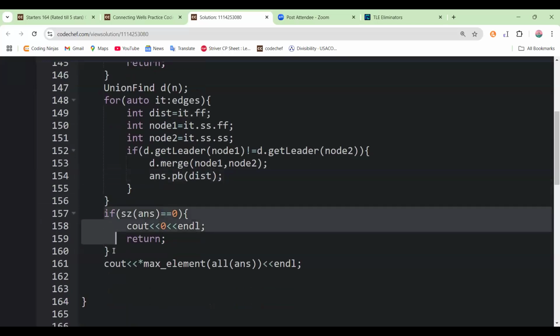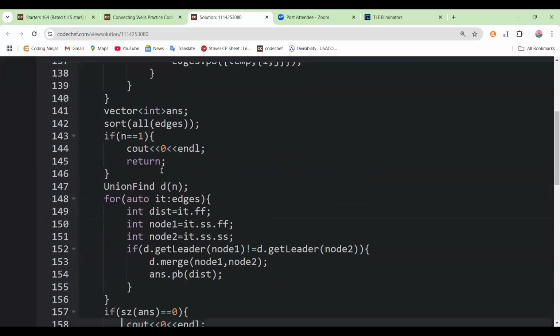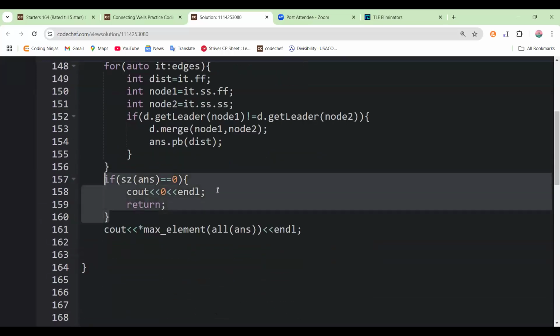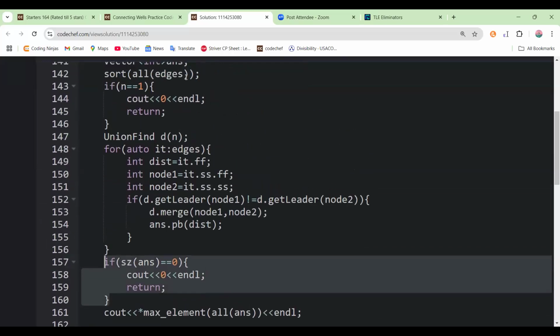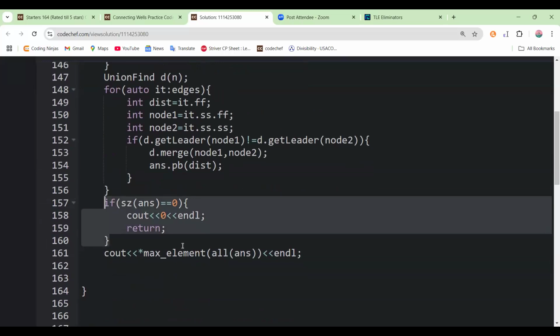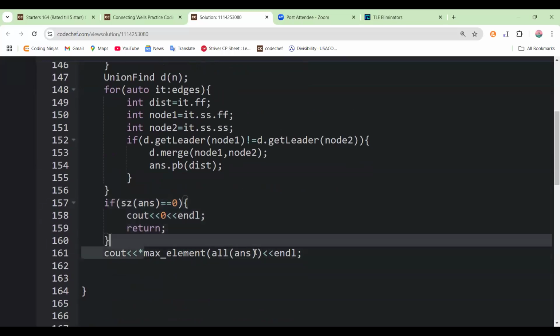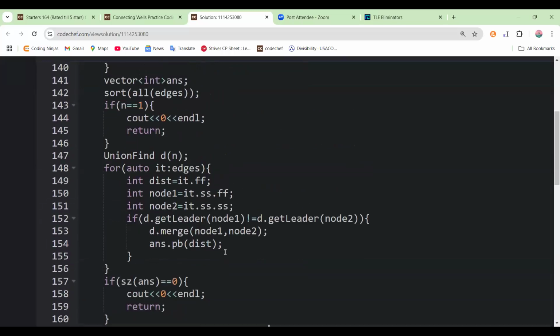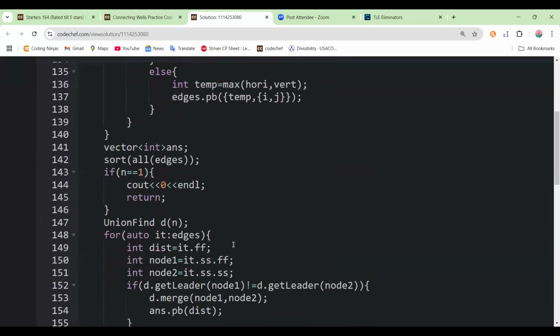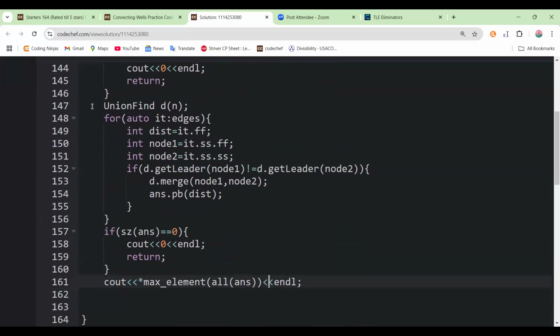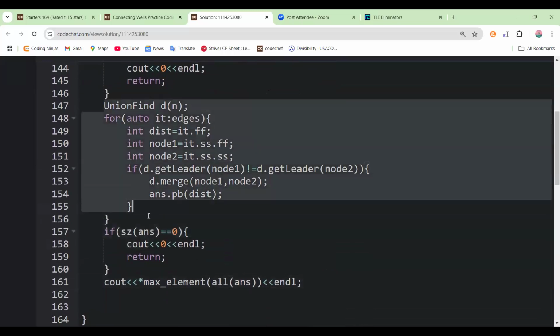At the end, you can just ignore this line. This was only for the n equals 1 case, which I already handled before, so you can just ignore this set of lines. At the end, my answer will be nothing but the maximum edge weight that I'm using, which will be basically the last value of this answer vector. While coding, I simply wrote down the maximum element of this answer vector. And this is how I actually coded this down. Any doubt in the code, guys? So this is basically a simple Kruskal's algorithm.